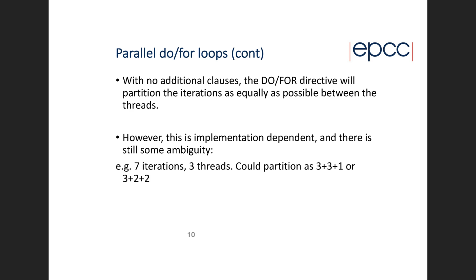The specification actually doesn't say exactly how it deals with the remainder, so you don't really know. For example, if I had a loop with 7 iterations and 3 threads, an implementation could either do 3 iterations and then 3 iterations and then 1 on the last thread, or it could do 3 and 2 and 2. So in principle, you don't know. Most implementations will actually do the former. We'll do 3, 3, 1, just because the modular arithmetic to deal with the remainder is slightly cheaper. Saves a few instructions.